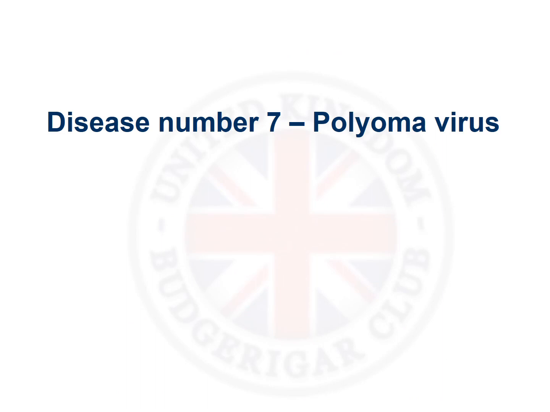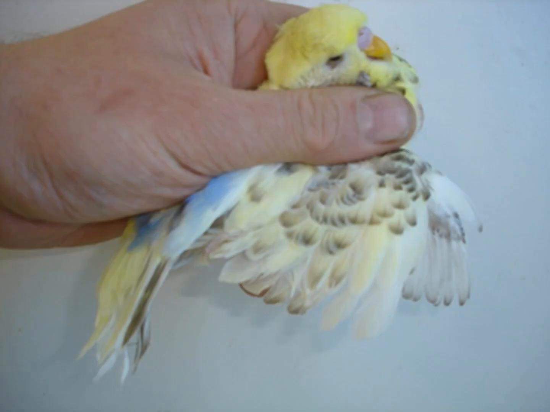Seventh disease on our list is polyomavirus. And this is sort of a classical French molt scenario here that we've got, where you've got birds with lack of feather production and changes really.